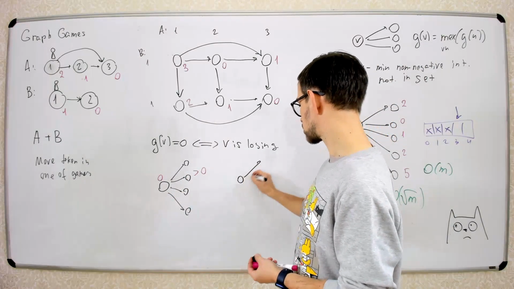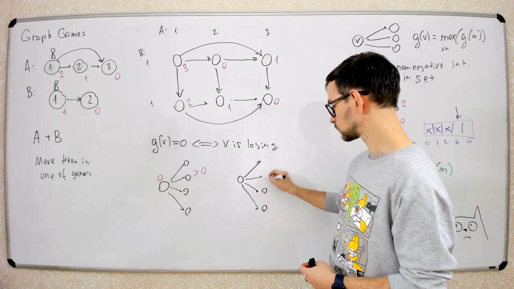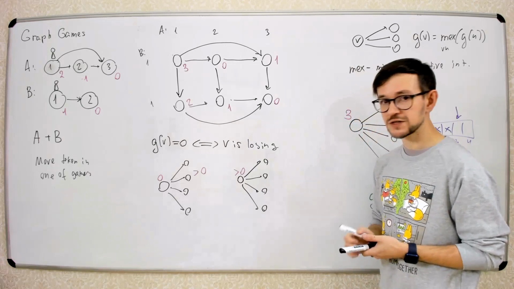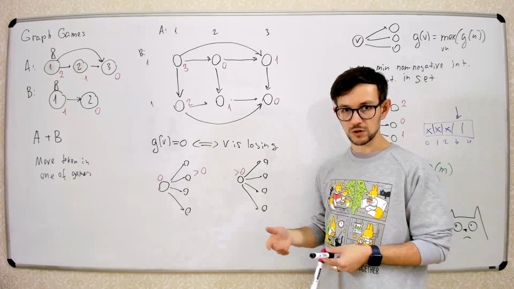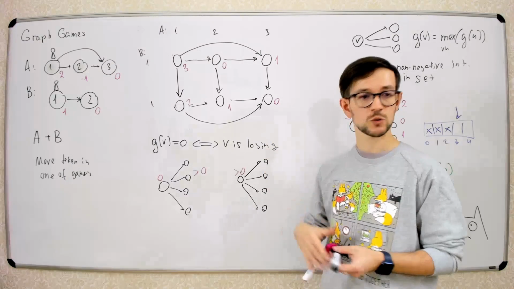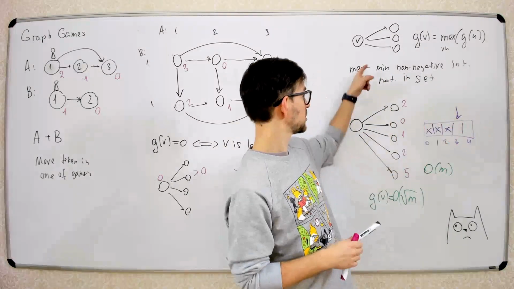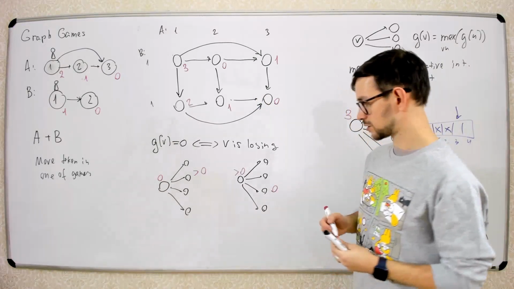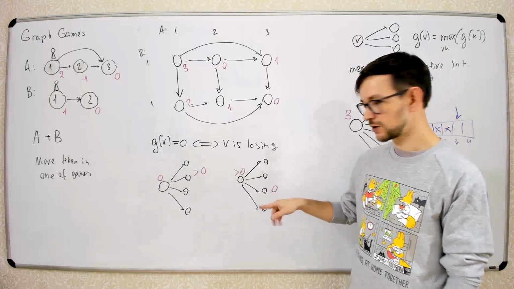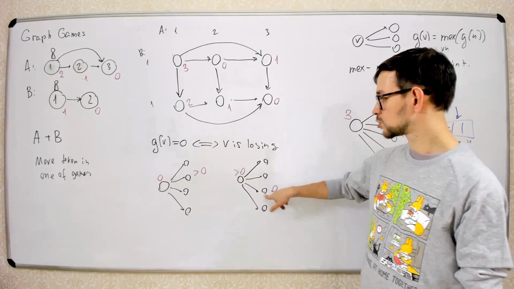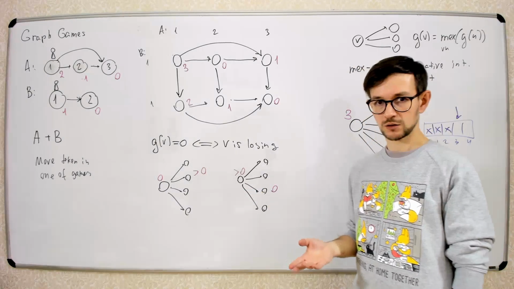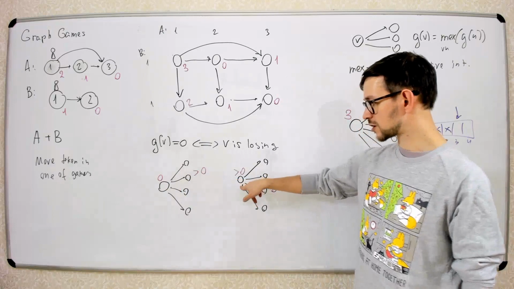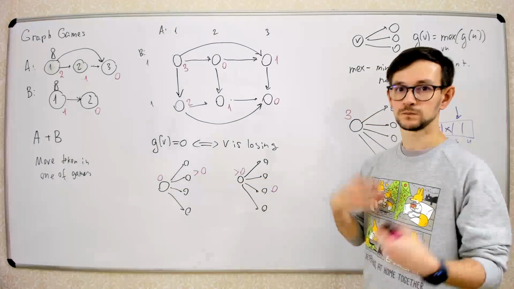If your Grundy function is not 0, what does it mean? It means the minimal number you cannot reach is not 0, so 0 is in the set. So there is some next node with Grundy function 0. By induction, that state is a losing state, so your state must be a winning state. That's all. If the Grundy function is 0, then your state is losing. If it is not 0, then your state is winning. That's all.